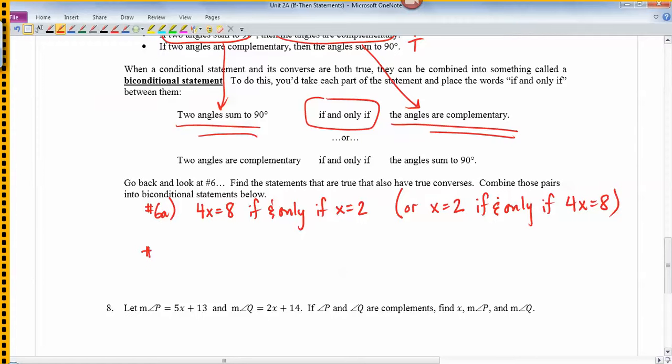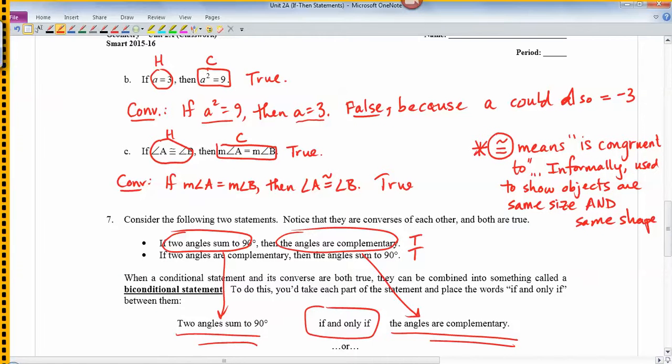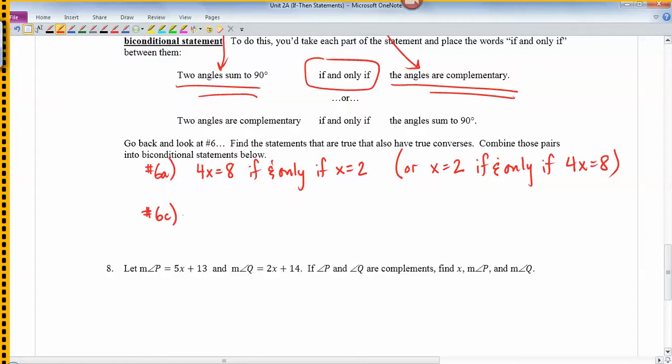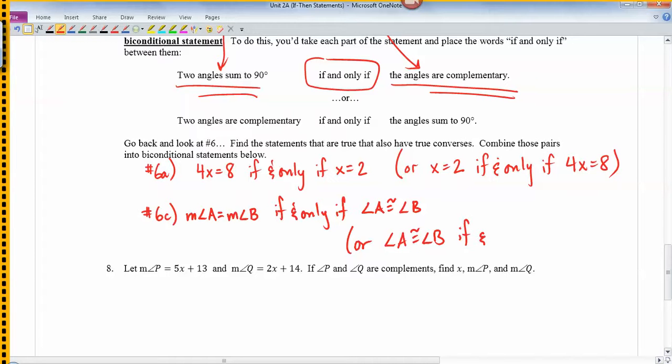Okay, 6b had one true, one false, so we're not going to bother with 6b. But 6c, both were true. If angle A is congruent to angle B, then measurement of A equals measurement of B. And if measurement of A equals measurement of B, then angle A is congruent to angle B. They're both true, so we can combine them. To combine them, we take the hypothesis of one of them, doesn't matter which one, and then you say if and only if, and then you use the conclusion of that one. A is congruent to B. Or you could have flipped them around. Angle A is congruent to angle B if and only if measurement of A, sorry, equals measurement of B. Okay?